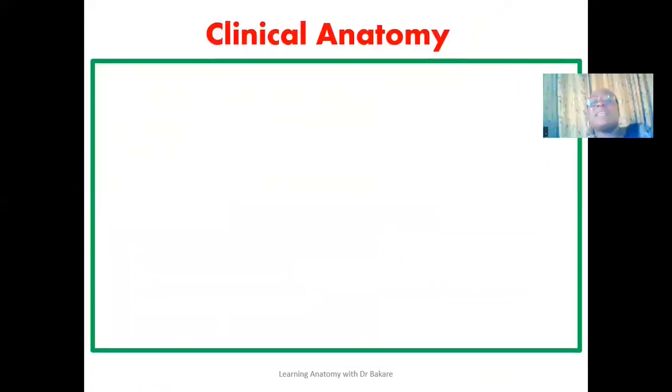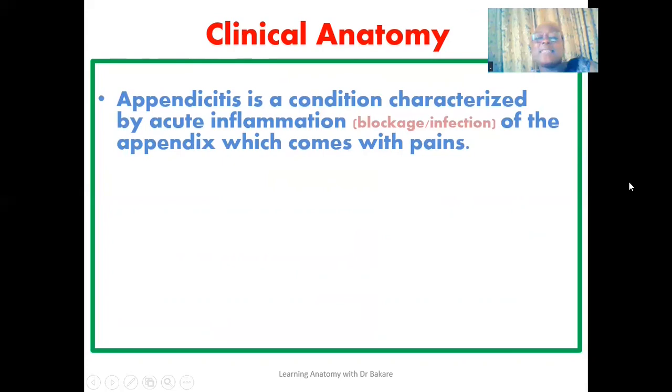So let's go to clinical anatomy. The clinical anatomy I want to highlight is appendicitis. Appendicitis is a condition that is characterized by acute inflammation, and this can occur as a result of infection or blockage of the wall of the appendix. And when this happens, it comes with pains.